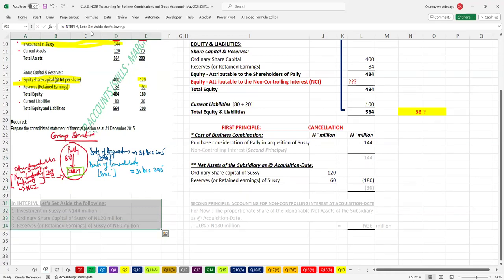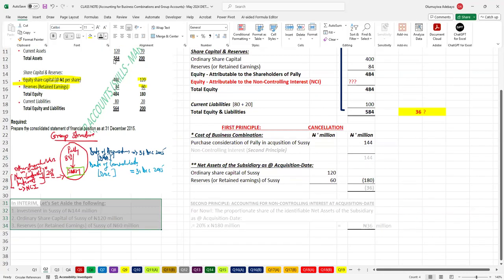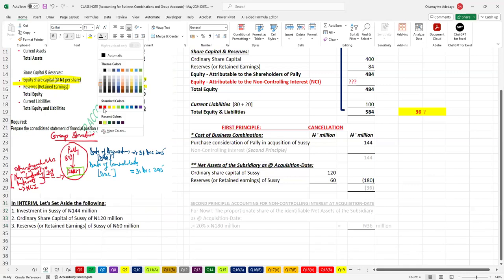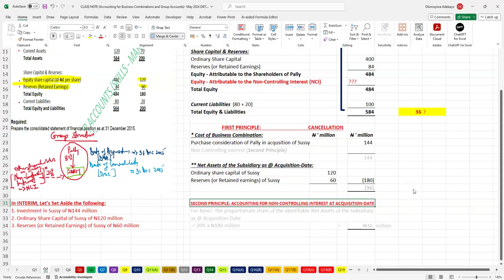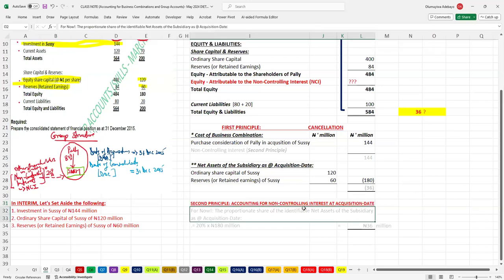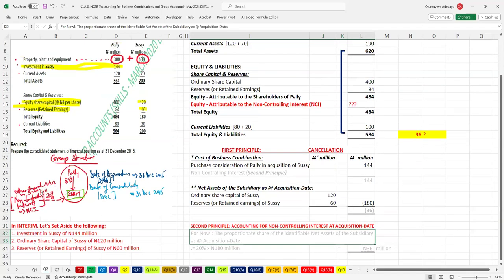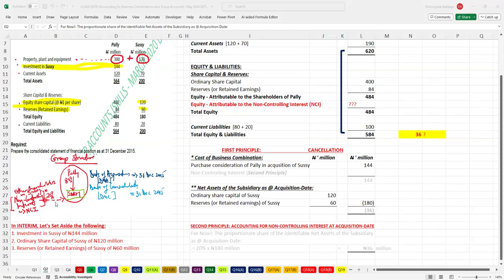My second principle is simply: how do I account for non-controlling interests at the date of acquisition? That means accounting for non-controlling interests at the date of acquisition. What is the worth of those that own 20% in the subsidiary? That is the question. What is in it for them? Those that own 20% in this subsidiary.